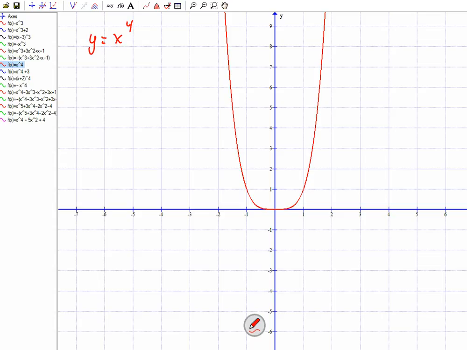Okay, so then we get to the second one there, and we've got y equals x to the fourth plus 3. So what are you expecting to happen here? What are you predicting? Say it if you know it. Okay, hopefully every output is going to be up 3. And that's exactly what's taking place.